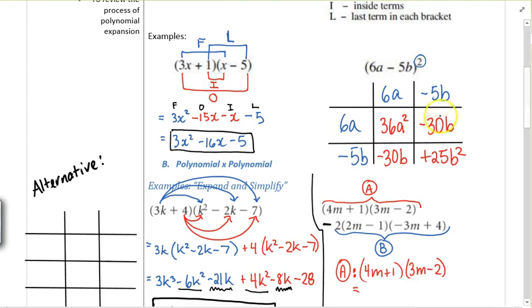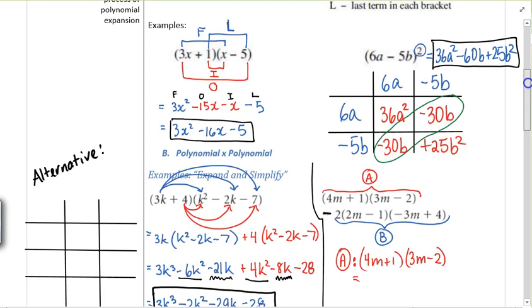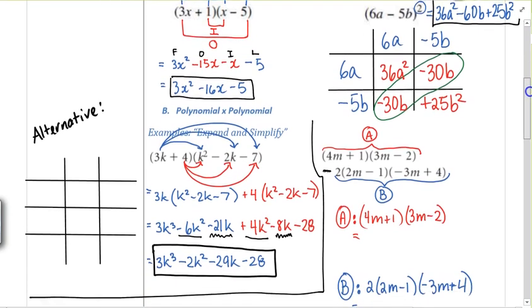You are going to tend to have your like terms on your diagonals here. Always take a look for your like terms. And so then we can just combine them all up. So what do I got? I've got 36a squared minus 60ab plus 25b squared. Okay, so that's just an alternative to all of the above. And you just need to know one way at this point.